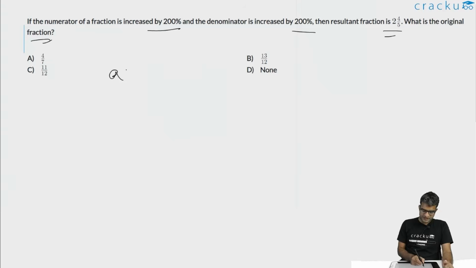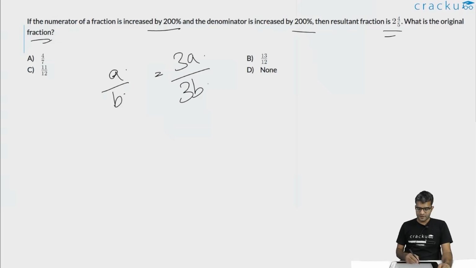Let us assume that the original fraction was a by b. The numerator was increased by 200%, so this becomes 3a. And the denominator is also increased by 200%, so this becomes 3b. Now if you notice, both of them are increased by the same percentage, so we can cancel 3 and 3. And the value of the fraction remains the same, which is a by b.